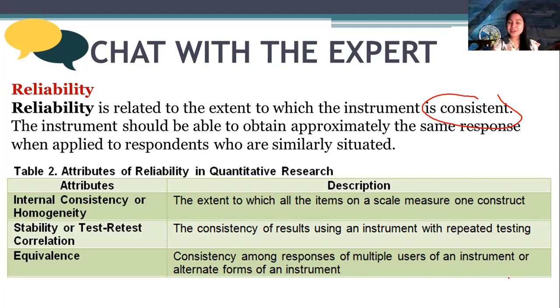Now, there are three attributes of reliability. First is homogeneity. The second is stability. And the last is equivalence. Let's deal with this one by one. What is homogeneity? Homo, one again, one. Or internal consistency. If you say homogeneity, it tells us if all the items on the scale measure one construct.